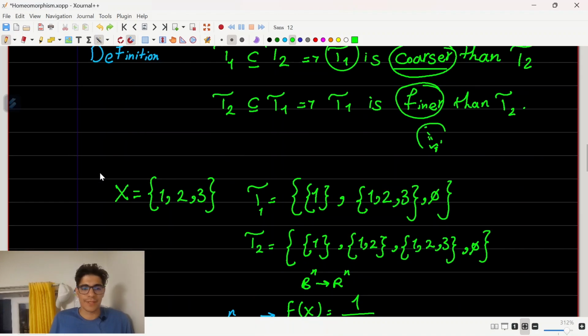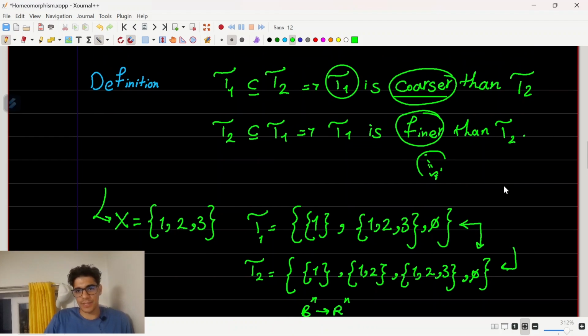So I have an example right here. Take T1 as this set and T2 as this one. As you can see, T2 is made out of more open sets, so we say that T2 is finer than T1. The understanding of this is pretty trivial. You should just remember why we name them like this.